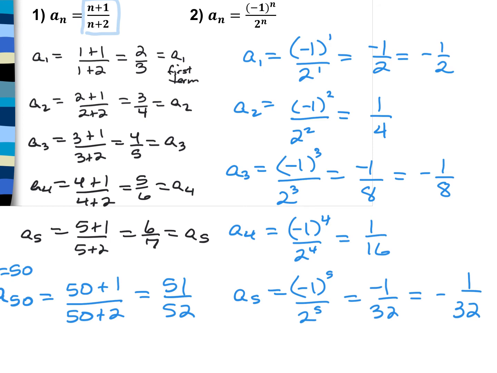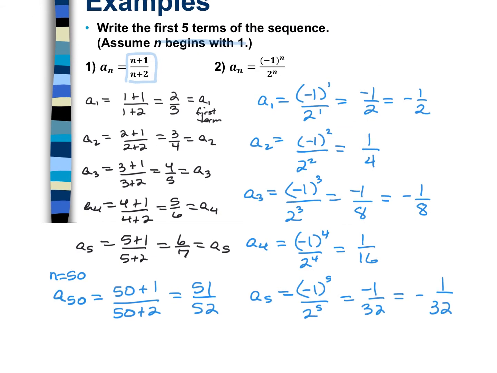So this is all you're doing in the homework tonight, in addition to finding maybe a 25th term. You don't need to keep adding the pattern, you're just plugging in whatever n value they give you.